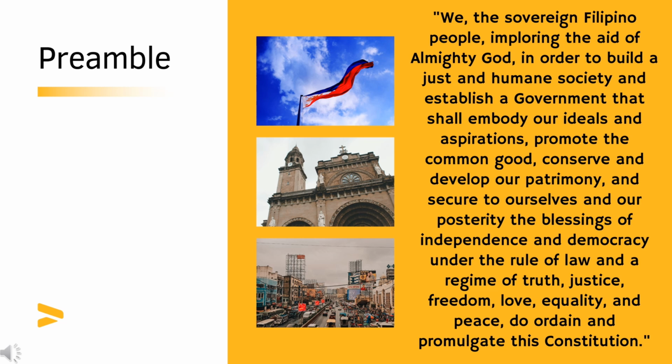"We, the sovereign Filipino people, imploring the aid of Almighty God in order to build a just and humane society and establish a government that shall embody our ideals and aspirations, promote the common good, conserve and develop our patrimony, and secure to ourselves and our posterity the blessings of independence and democracy under the rule of law and a regime of truth, justice, freedom, love, equality, and peace, do ordain and promulgate this Constitution."